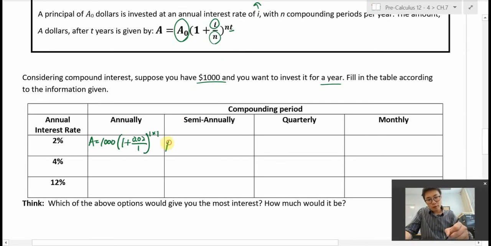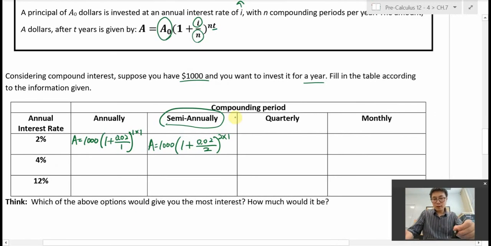Semi-annually will be similar. A equals 1,000 times (1 plus the interest rate 0.02 divided by n). Now because it's semi-annually, it means we calculate interest twice a year. Okay, so n is now 2. So n times t is 2 times 1.